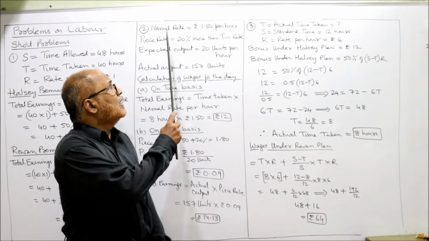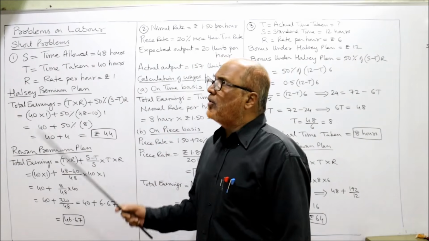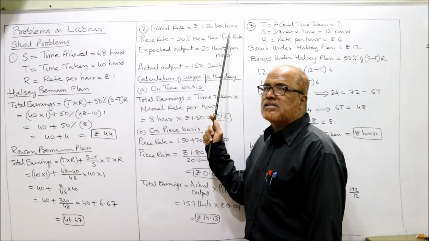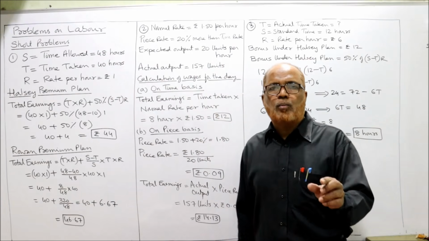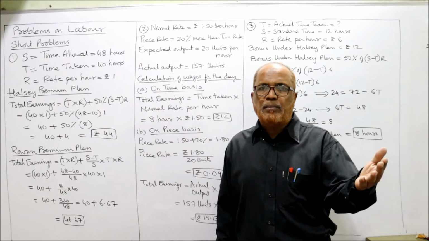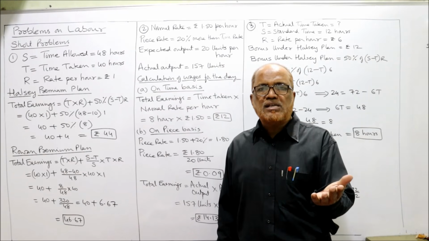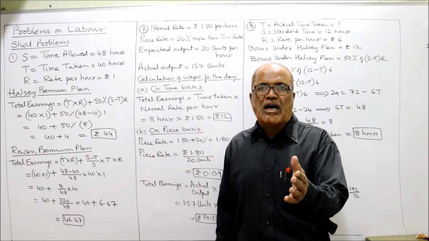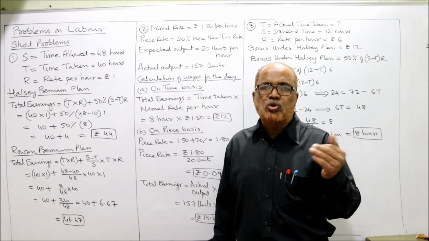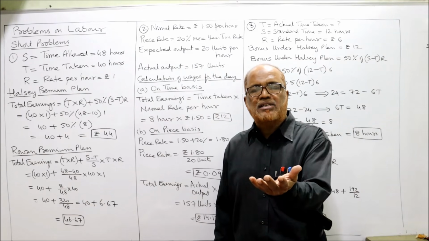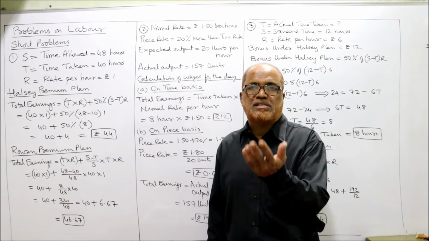Now see here, normal rate. It is given in the problem, normal rate is 1 rupee 50 paisa per hour. एक घंटे को 1 rupee 50 पैसा. तो जितने घंटे भी काम करेगा उसको 1.5 से मल्टीप्लाई करेंगे. Here how many hours he has worked on a day? 8 hours. So we multiply 8 into 1 rupee 50 paisa. We'll get the wages according to time basis.